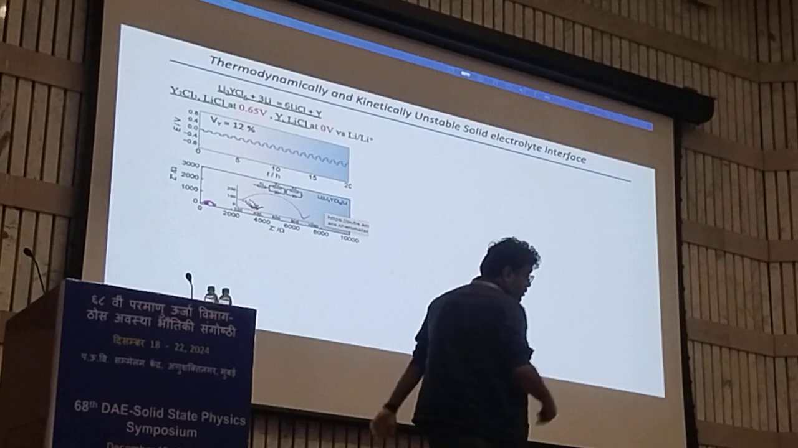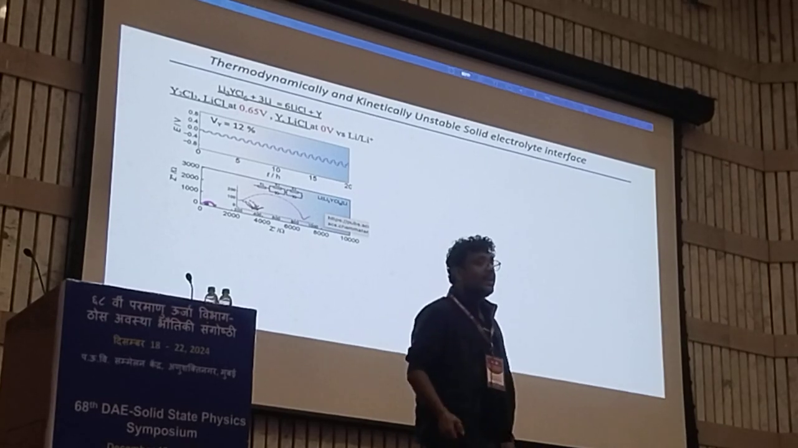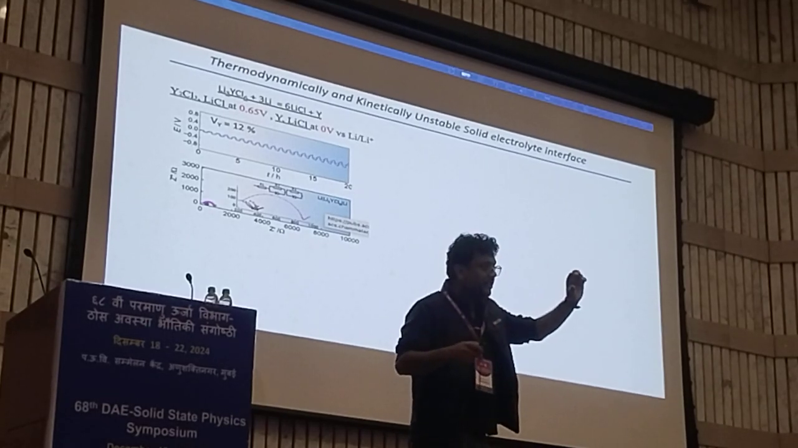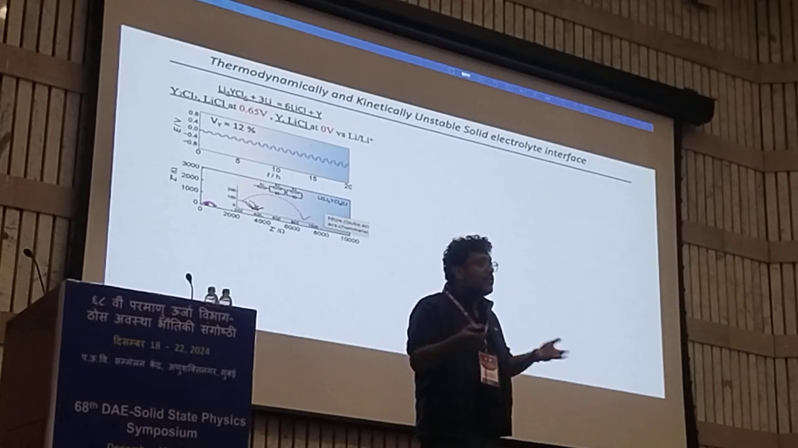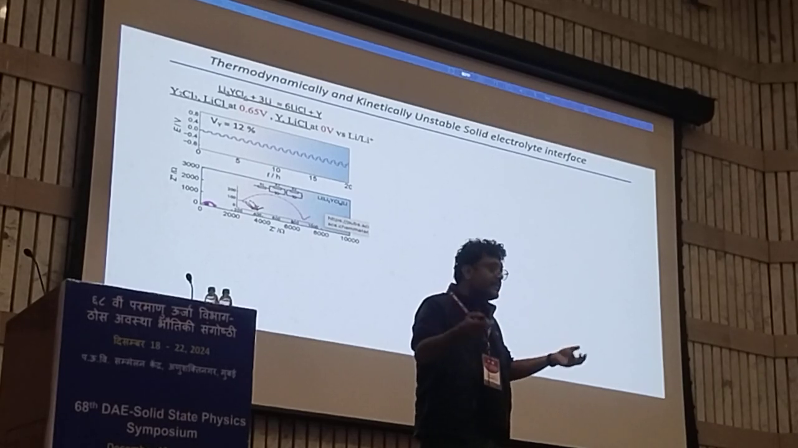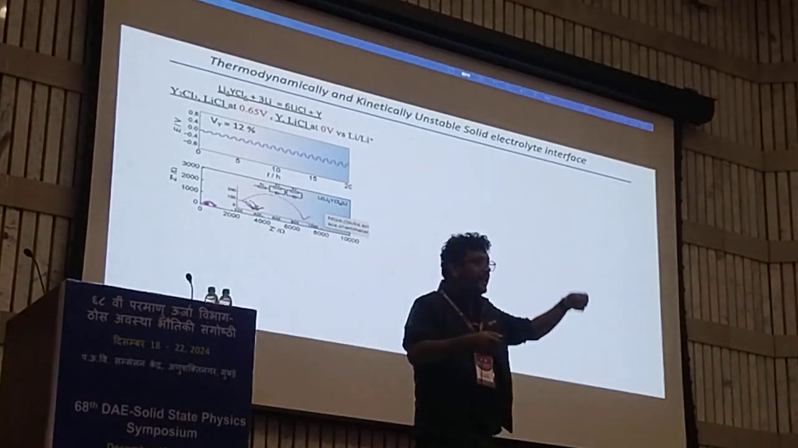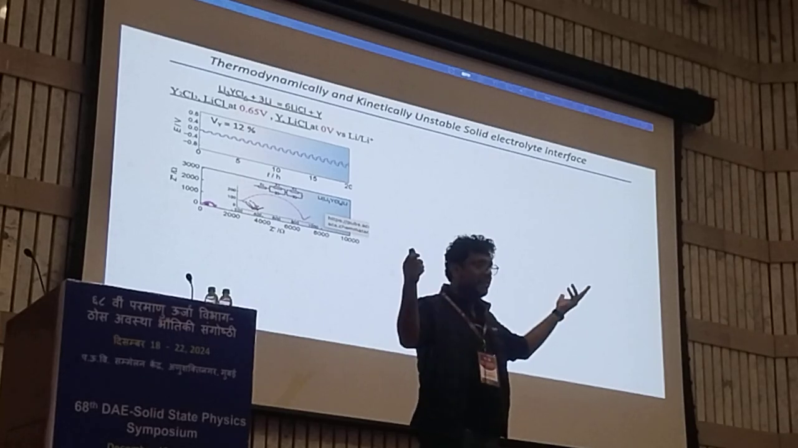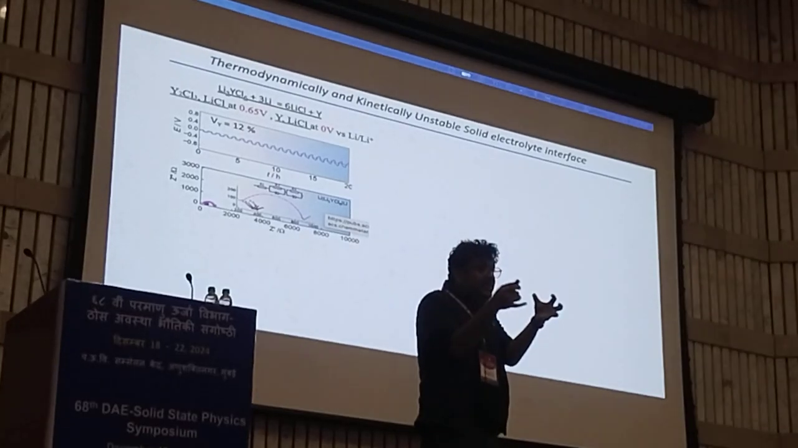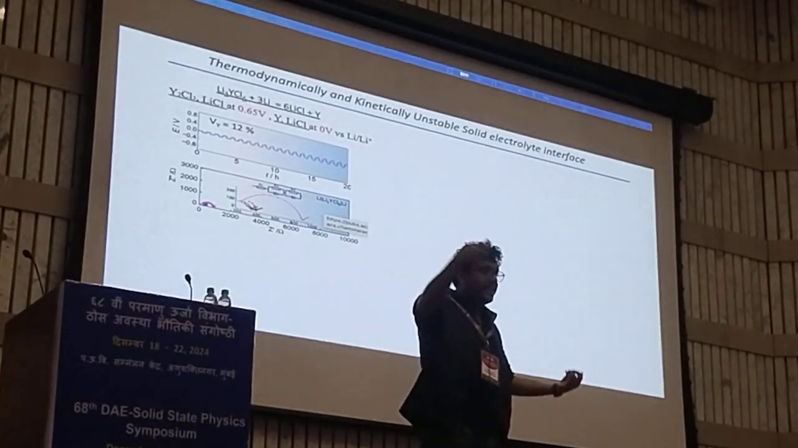And so one of the problems is that this interface is not stable. But then how can we understand this interface? Normally in liquid it's very easy to characterize. You have this interface, you open the cell, you wash it and do analysis, whatever you wish to do, right? But in a solid, the interface is buried in the bulk. You cannot just detach the interface.